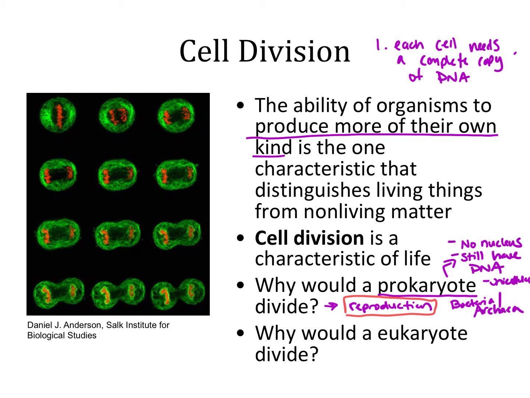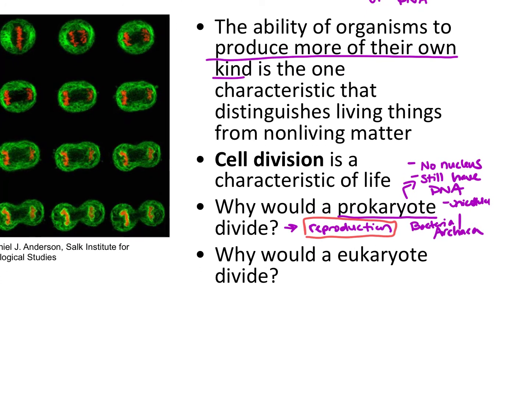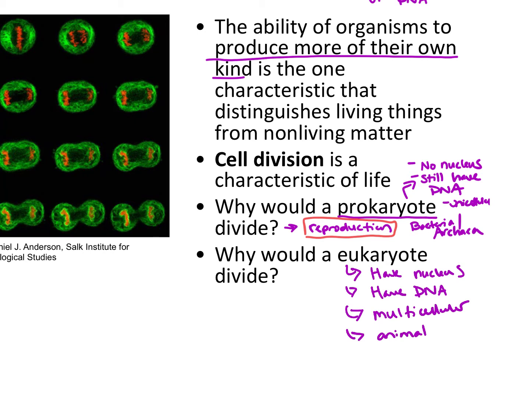Eukaryotic organisms are a little bit different, right? So how do eukaryotes differ from prokaryotes? Well, prokaryotes didn't have a nucleus. How about eukaryotes? They do have a nucleus. Do they have DNA? Yeah, everyone's got DNA, right? They can be unicellular, but a lot of them are multicellular. And there are lots of things, but the one we're going to take a look at today are animals and plants.